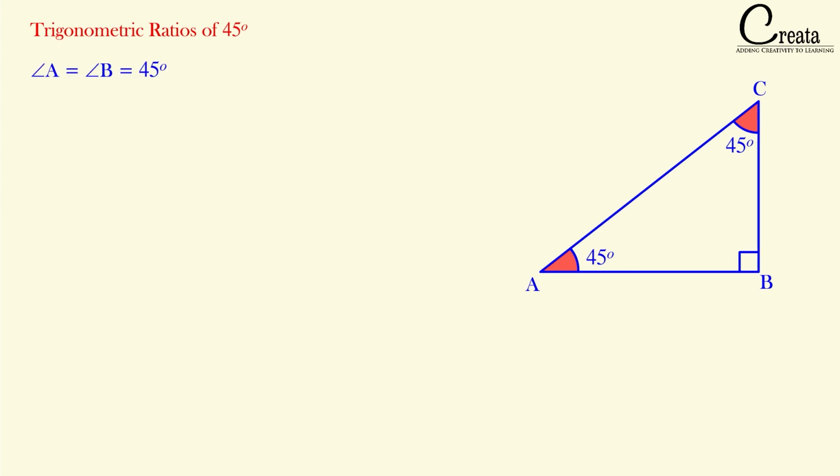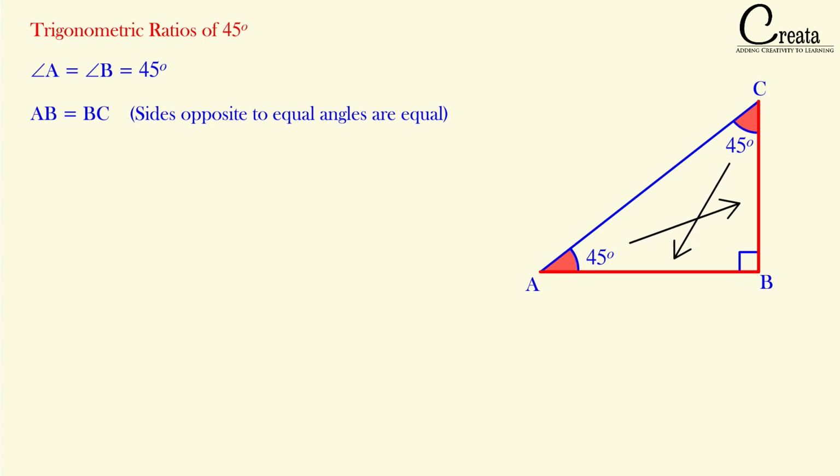And we know the property of the triangle, that is the sides opposite to equal angles are also equal to each other. It means angle A and C are equal, that is AB and BC will be equal to each other. These two angles are equal, so these two opposite sides will be equal to each other. This is the property of the triangle. Let's assume AB and BC both as equal to A. So we got the two sides of the triangle.